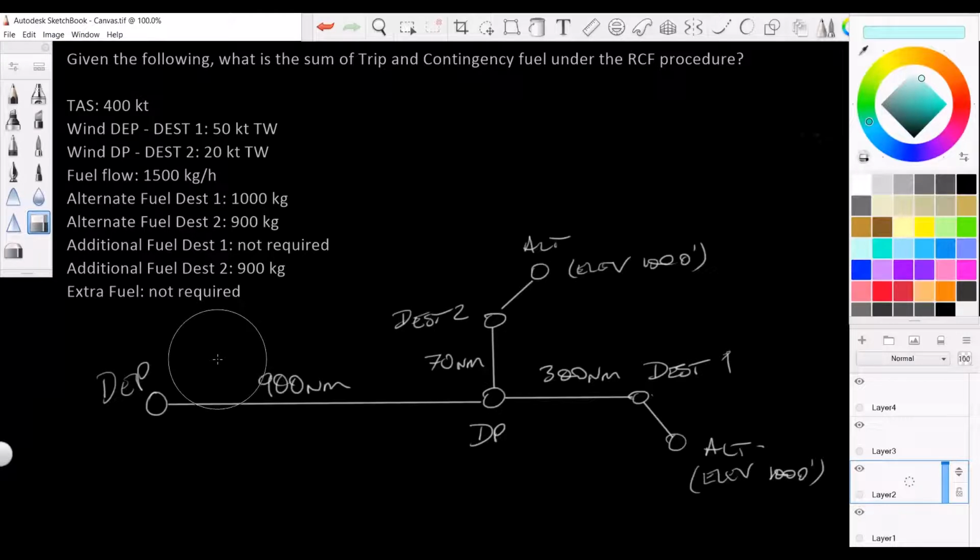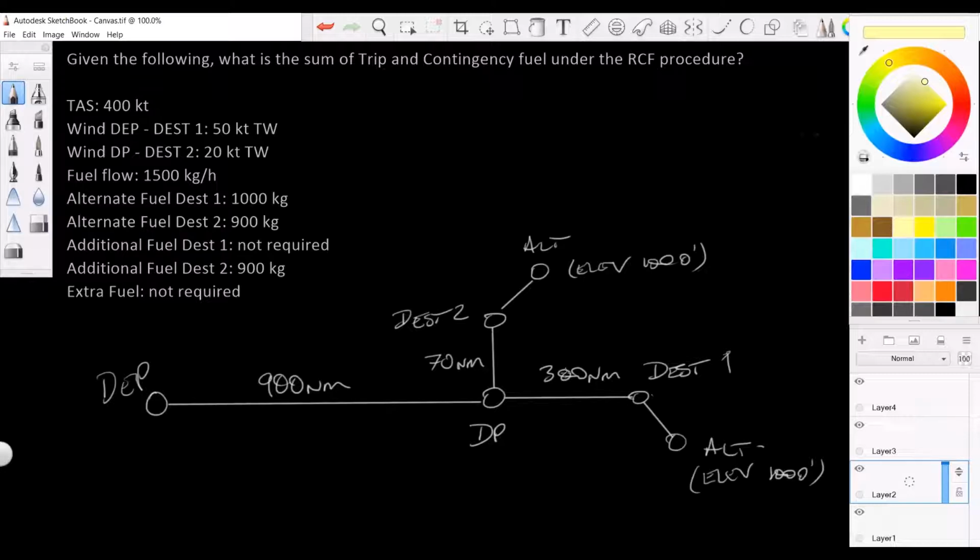Those of you who've done a lot of reduced contingency fuel questions might have noticed that as long as destination 1 is significantly further from the departure point than destination 2, and if it's at least 5%, this is usually something you can rely on. So if the distance to destination 1 is at least 5% greater than the distance to destination 2, then the trip fuel for destination 1 will tend to account for all the contingency for destination 2, and in those questions you can generally ignore destination 2. But in this question, you can't, because of that 900 kilos additional fuel.